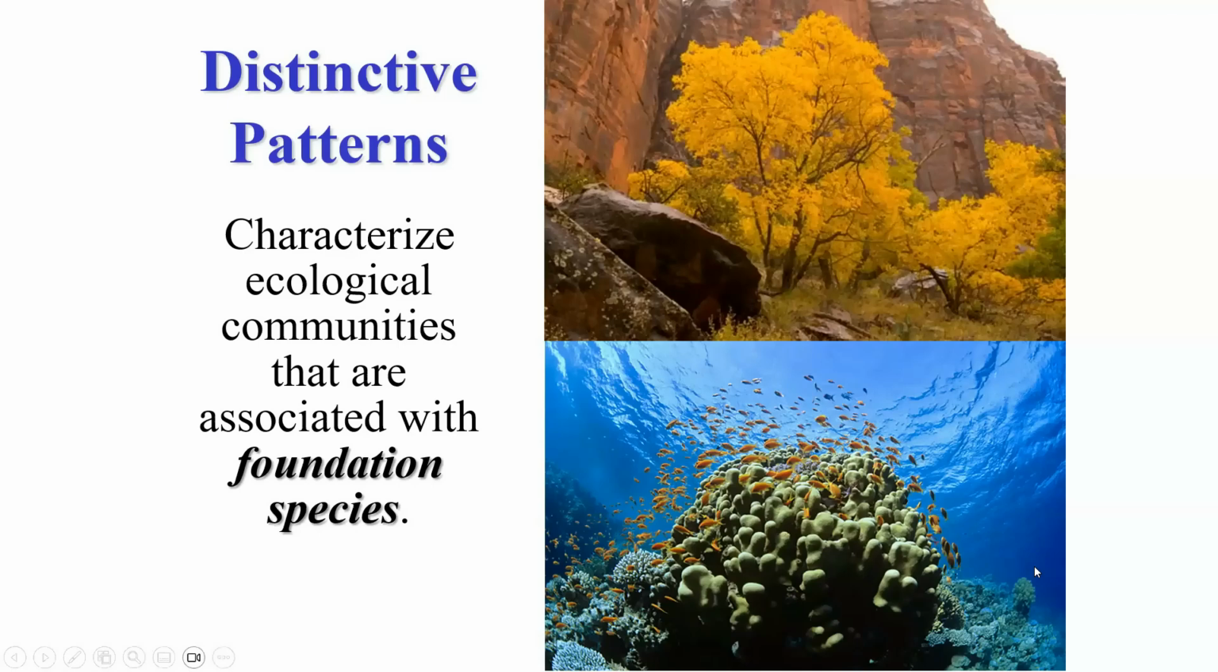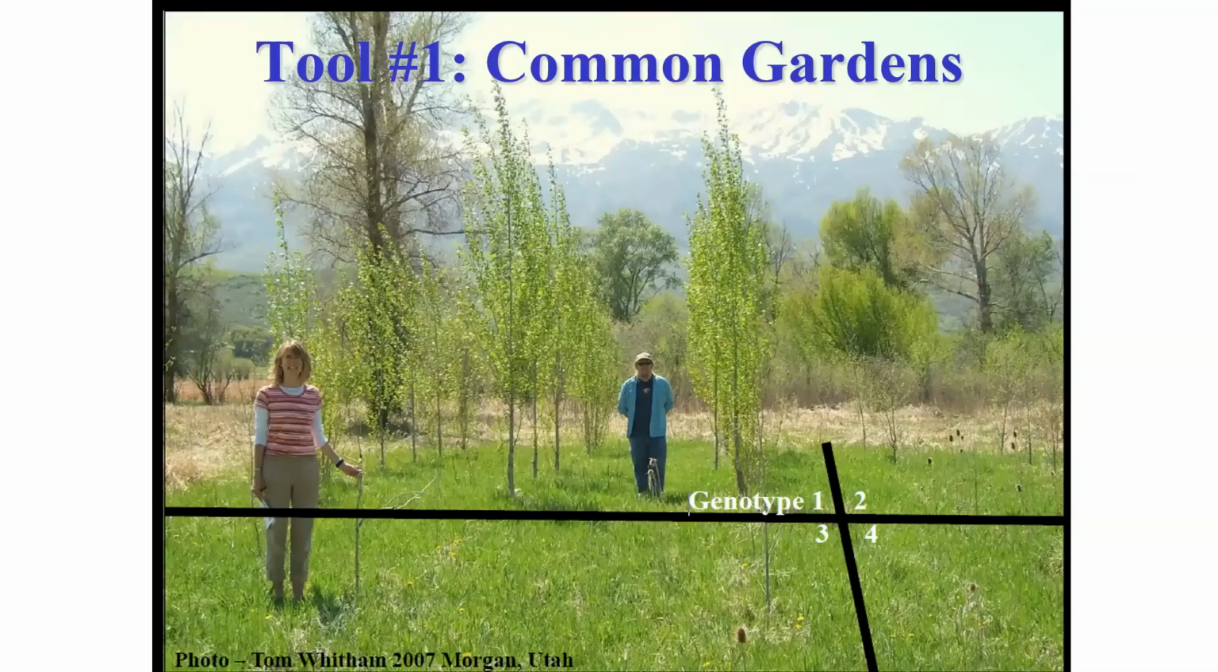The first tool is common gardens. Common gardens, in the context of community genetics, are a way to look at the relative influences of environment and genotype on community organization. In this particular case, we're looking at cottonwood communities planted in a common garden in Utah. The goal of this kind of experiment was to vegetatively propagate individual cottonwood trees and examine the relationship between those genotypes and the kinds of species that become associated with them.